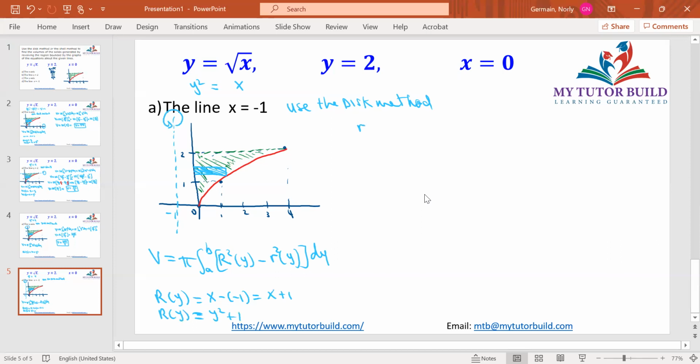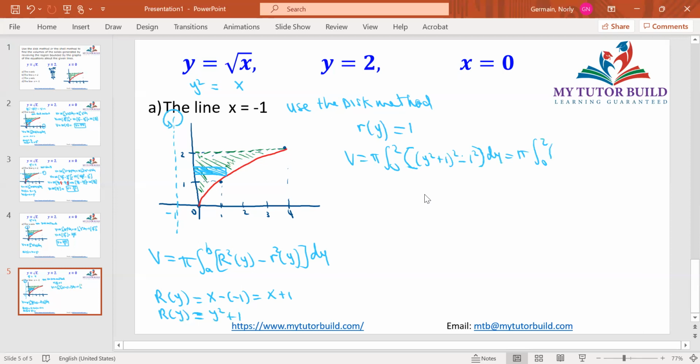What is the small r of y? That's the other thing you need to verify. Well, what is the gap from the line x equals -1 to where you actually have your graph? It's only 1. Now that we have both of them, we can write that our volume is pi, integral from 0 to 2, of (y squared plus 1) squared minus 1 squared, dy.